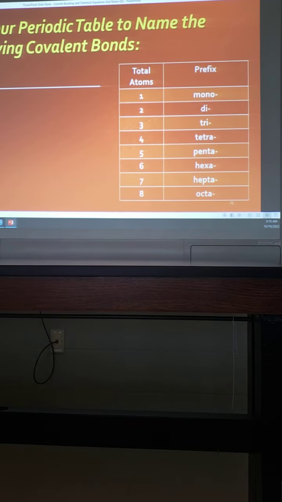So what does 2 represent? What prefix goes with that? Billy, what do you think? What prefix goes with 2? Oh, D-I, the di, right? So it's not nitrogen di. We call this dinitrogen. The subscript jumps in front and becomes the beginning.